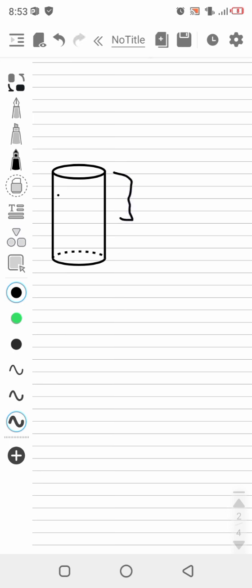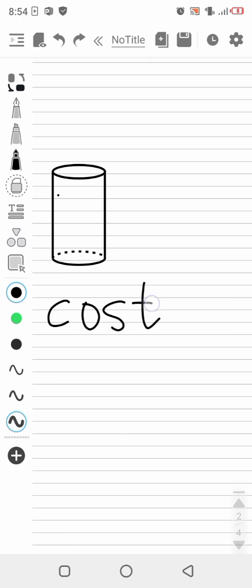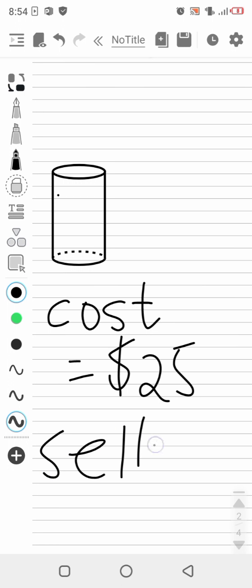So for example, the cost of this Coke can is $25, and I sell it for $50. I hope you understand this.